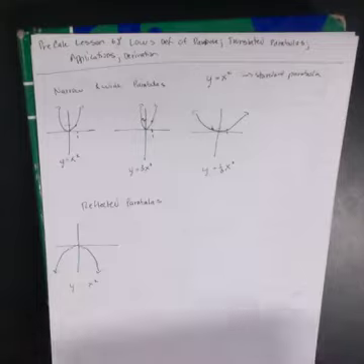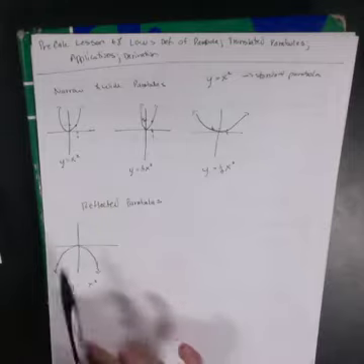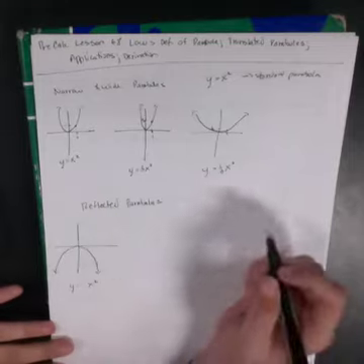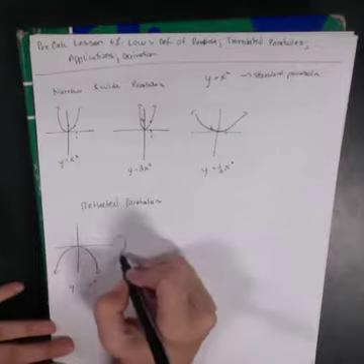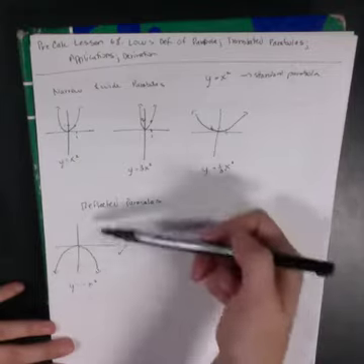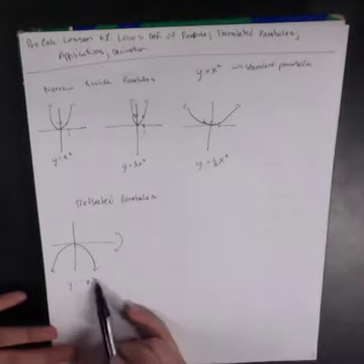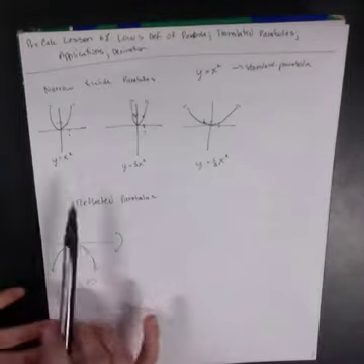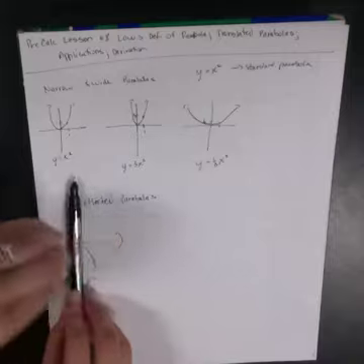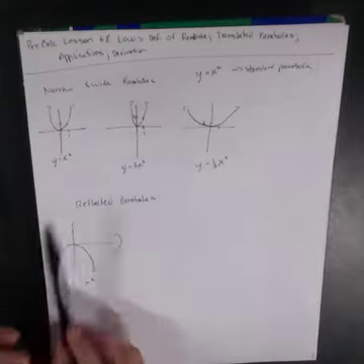Now, let's look at reflected parabolas. Pretty simple. If we have y equals negative x squared, it reflects over the x-axis. Now, we only talk about reflections from north to south, or over the x-axis, because the squared term makes it positive, so we can't reflect over the y-axis here because we just reflect upon ourselves.